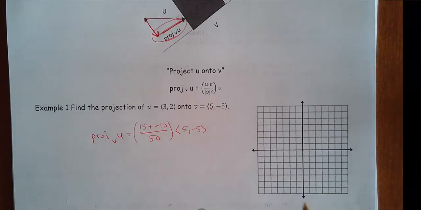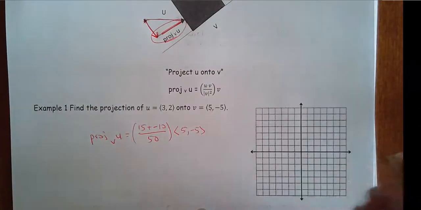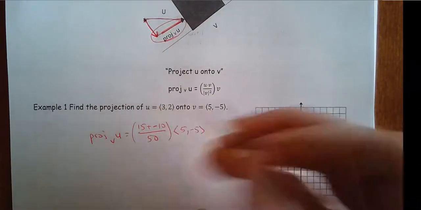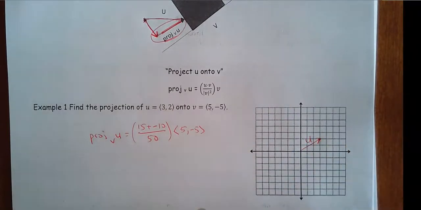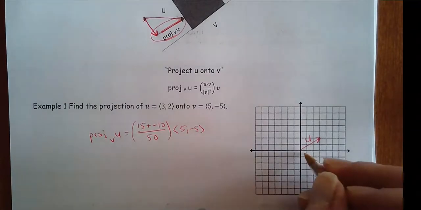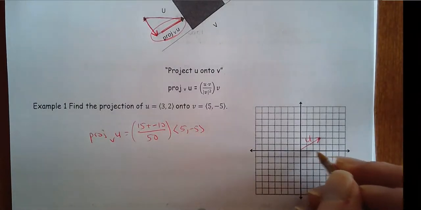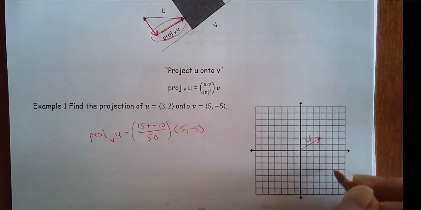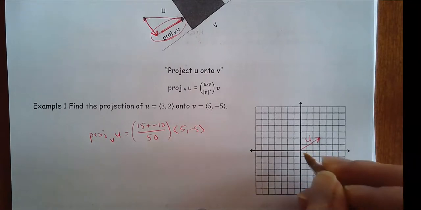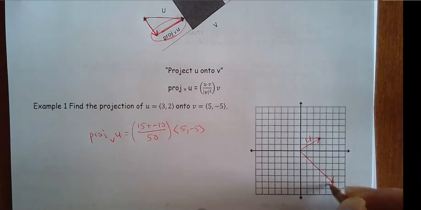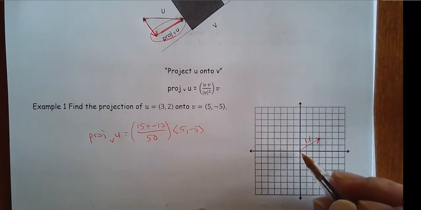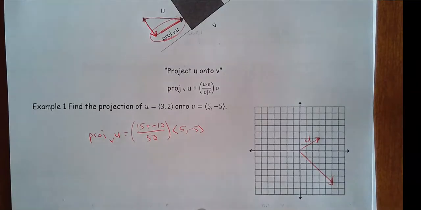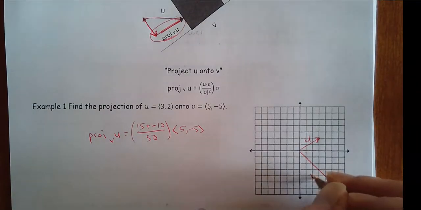So there's already this force going down. I guess I should put these on here. There's this force going right 3, up 2, and that's U. And then there's another force going right 5, down 5. So part of U will actually go onto V, and it'll be pushed more just because V already has its own magnitude. So here's V.